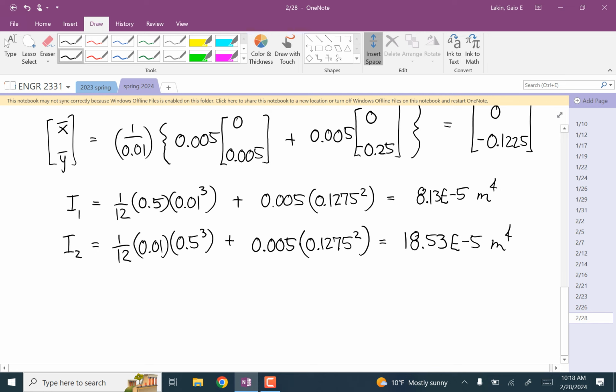You can see the parallel axis theorem contribution is the same, but the contribution of the shape itself is way bigger for the one that's taller and not as wide. And so finally, the area moment of inertia of this shape about its neutral axis is the sum of those two, and it's 2.6 repeating times 10 to the minus 4 meters to the fourth.